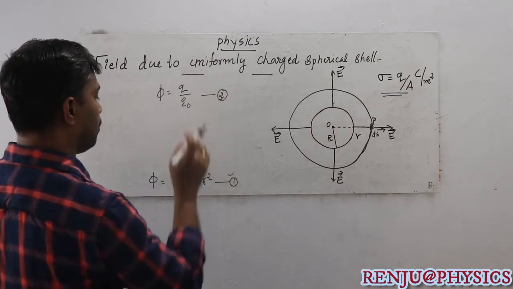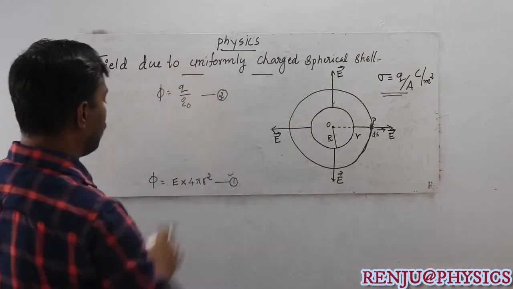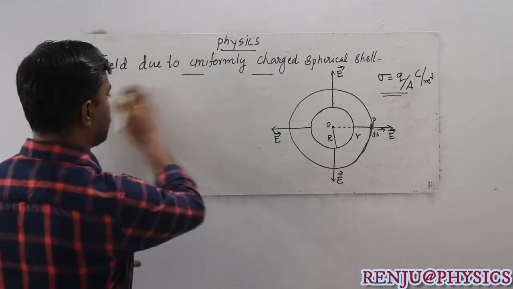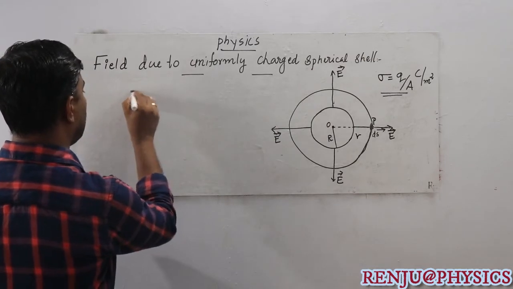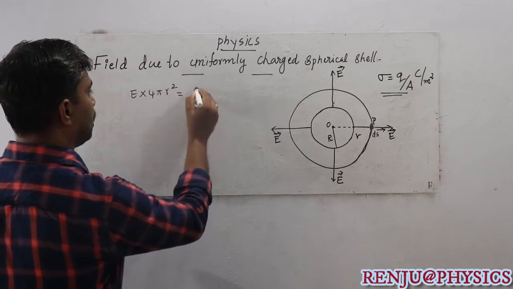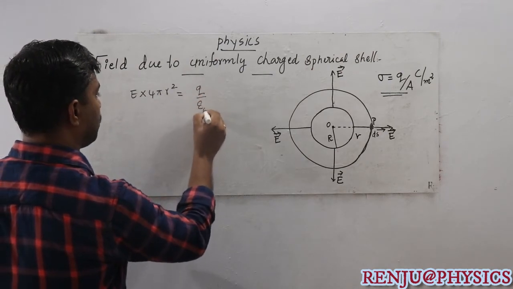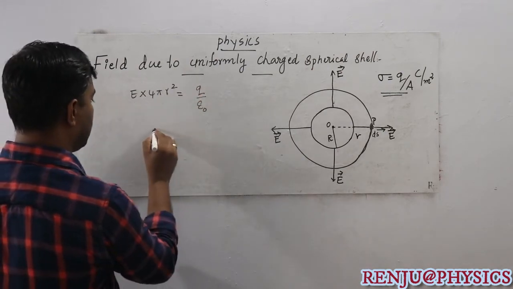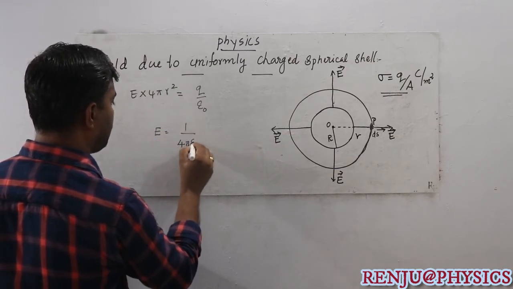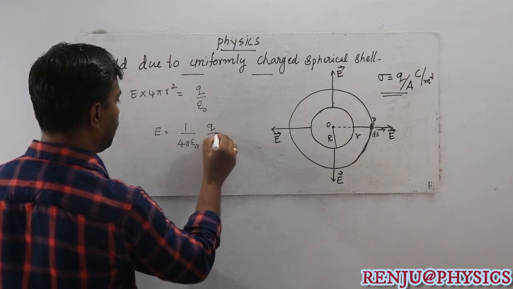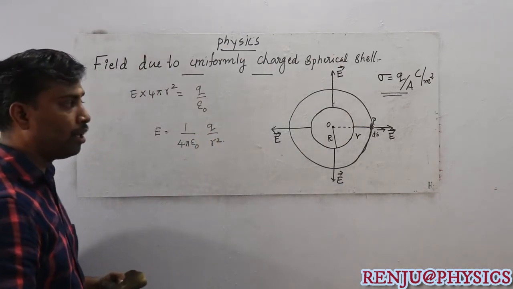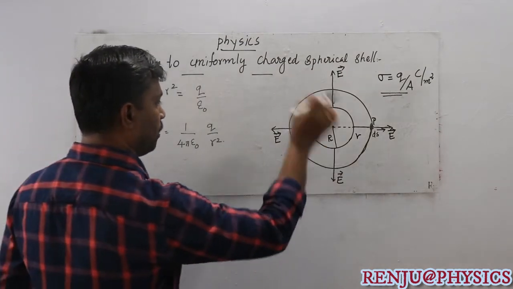From equation number 1 and equation number 3, both are giving the flux. So we can write equation number 1 gives E into 4 pi r squared, and equation number 3 gives Q by epsilon 0. Then we can find the electric field intensity E is equal to 1 by 4 pi epsilon 0 times Q by r squared. So this is the electric field at a point due to a spherical shell.